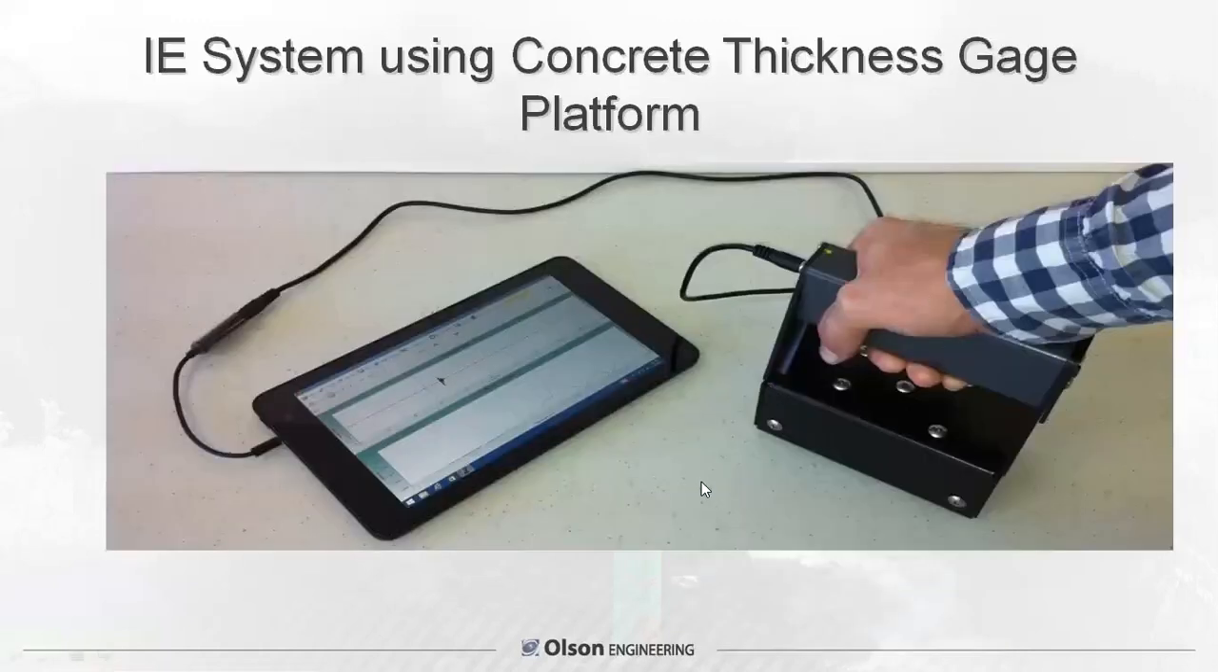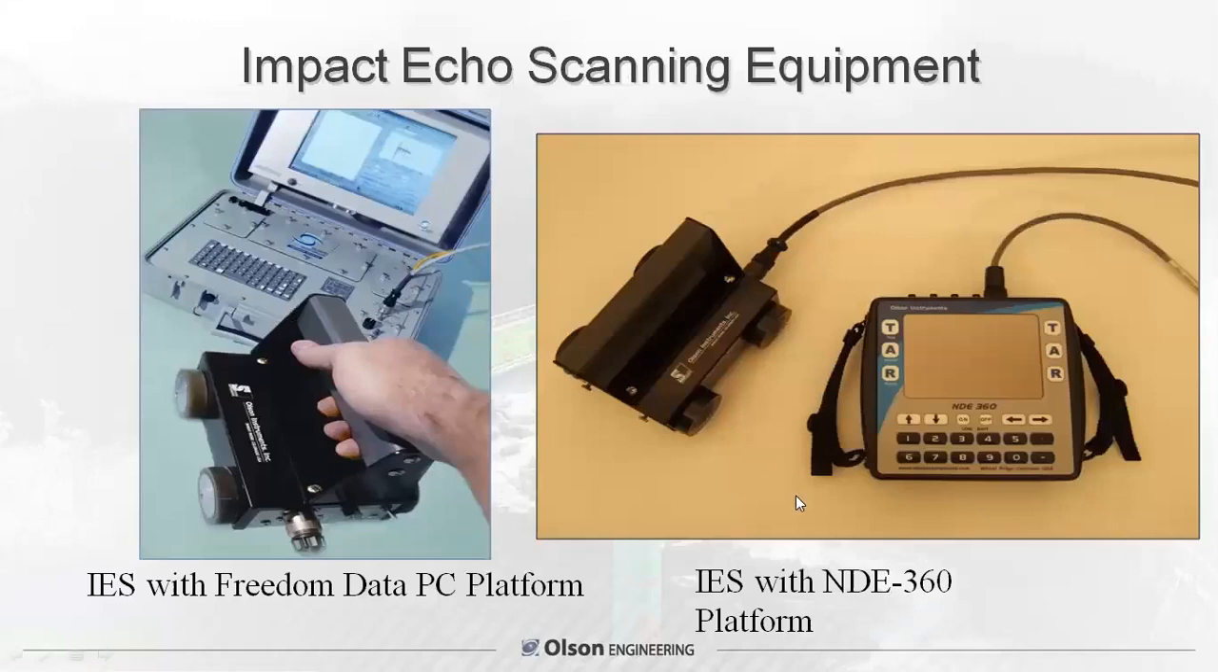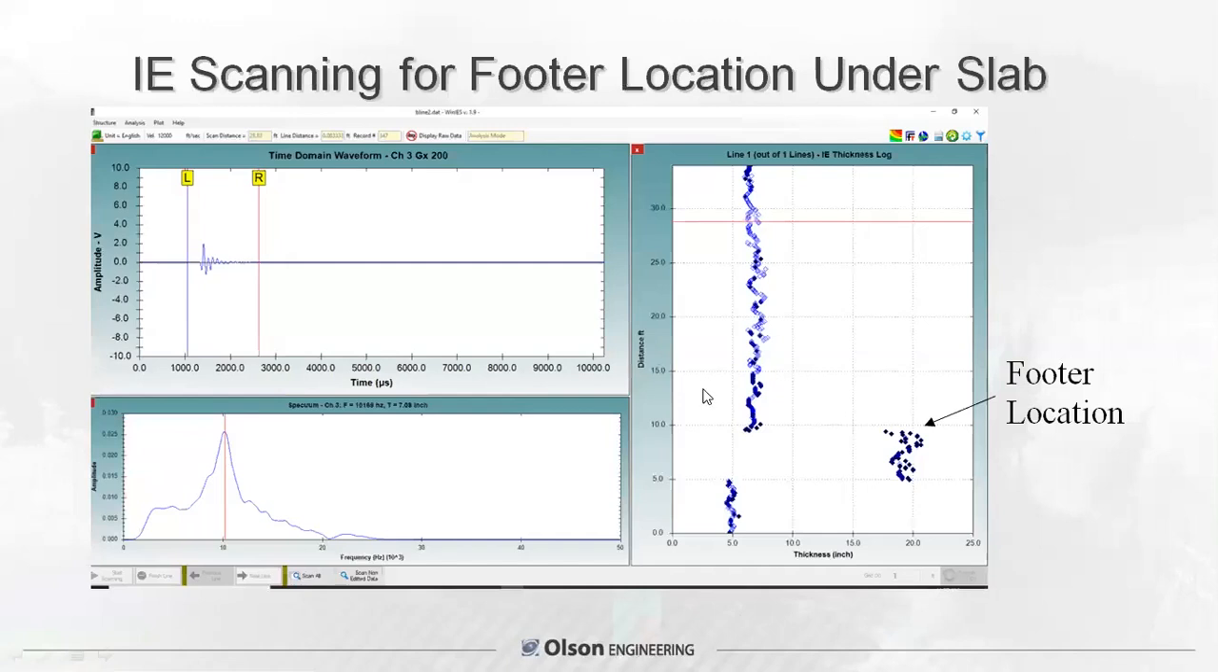There's the impact echo data collected with our CTG2 thickness gauge, and you can even see the thickness peak here. Now, for foundations, we found it very useful to use a rolling scanner system for impact echo. This is our impact echo scanner system on the Data PC or the ND360, and it rolls across the top of a slab or footer, and every inch takes an impact echo test. So when you roll it down, here's what data might look like.